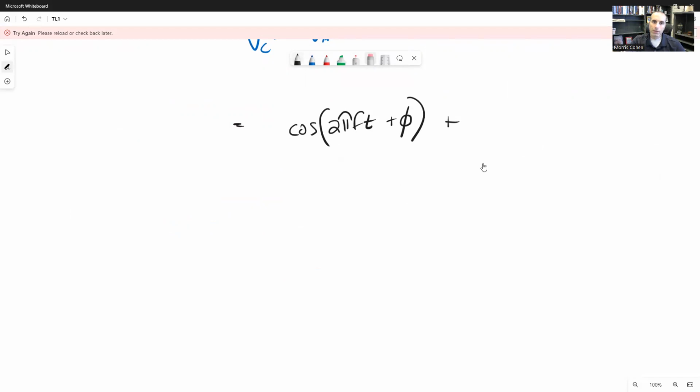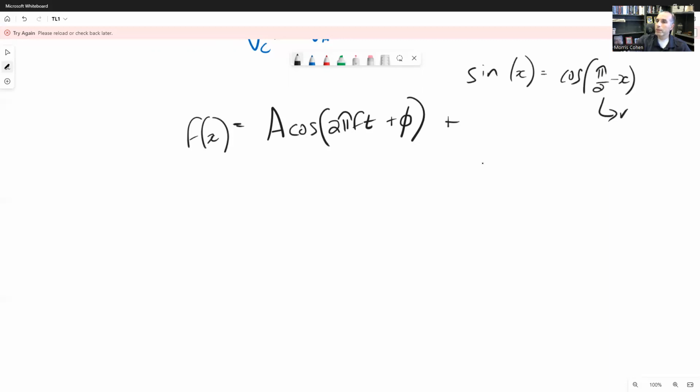All right, so we're just going to say this is f as a function of x. It will in general be some scalar multiple A times a cosine of 2 pi f times t plus some phase factor phi. The phase factor is going to slide our cosine to the left or to the right. And just to remind you, the sine is already part of this because sine of x equals the cosine of pi over 2 minus x, where pi over 2 is in radians. So if we see a sine here, we can always convert it to cosine. We're going to stick with cosine as a convention.